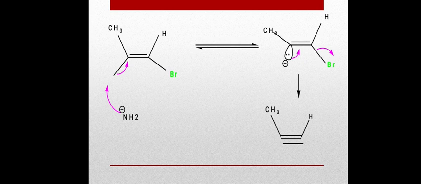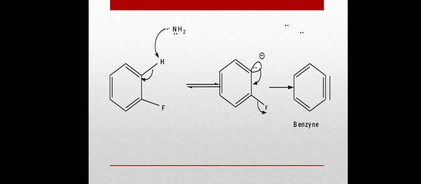There is a shift in formation of carbanion. In the next step what happens, the leaving group is removed. As a result you get a triple bond here between C alpha and C beta position. Let us take another example.